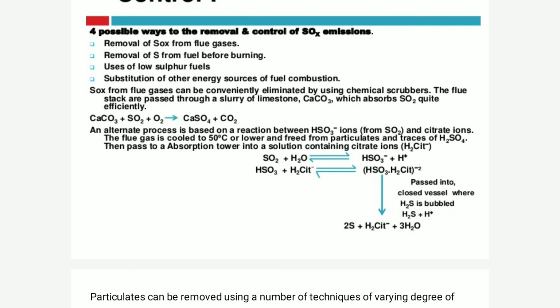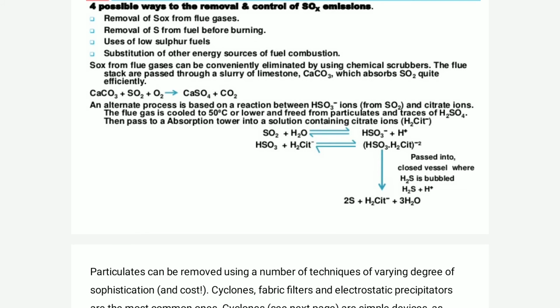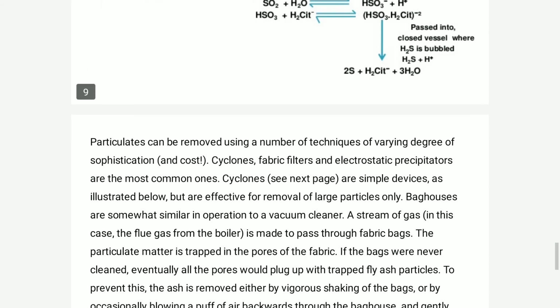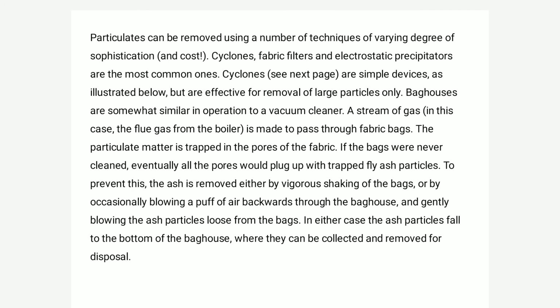actually taken off. An alternate process is based on a reaction between bisulfite ions and citrate ions. The flue gas is cooled to 50 degrees centigrade or lower and freed from particulates and traces of sulfuric acid, then passed to an absorption tower into a solution containing citrate ions. Sulfur dioxide plus water gives sulfurous acid, which leads to bisulfite, and it reacts again, producing something that is passed into a closed vessel where hydrogen sulfide is bubbled as a gas. So this is a very indirect mechanism of removal of sulfur through formation of hydrogen sulfide gas.